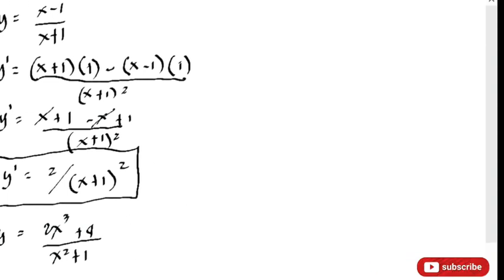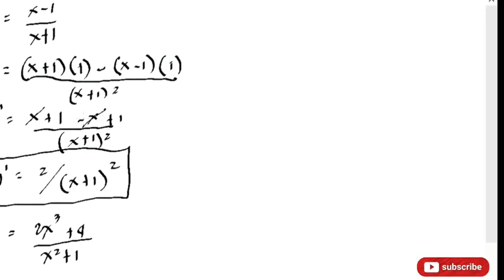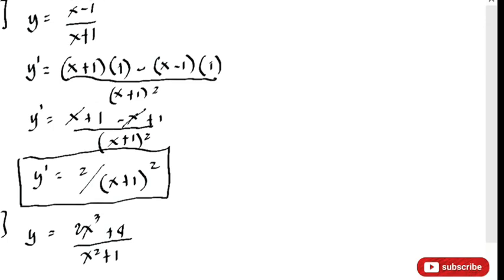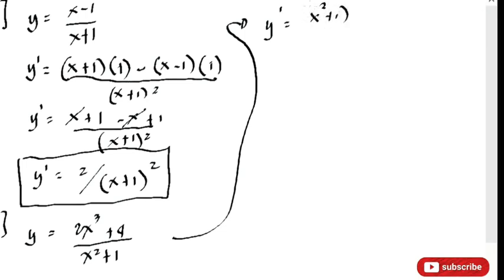Let's move this over so we can see the function, the problem. Let's adjust. Our y prime is equal to the lower, which is x squared plus 1, multiplied by the derivative of the upper, right? 6x squared. Correct? So we have 6x squared, minus the upper, which is 2x cube.